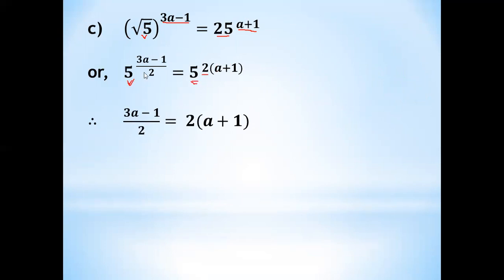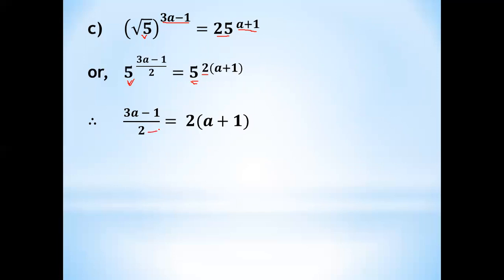So, the power of left hand side 5 is (3a minus 1) by 2, and the power on the right hand side 5 is 2 bracket a plus 1. So you can see in this step these both powers have been equalized. Now as we are looking for the value of a, what can we do, can you guess? Yes, of course, we can do the cross multiplication first.